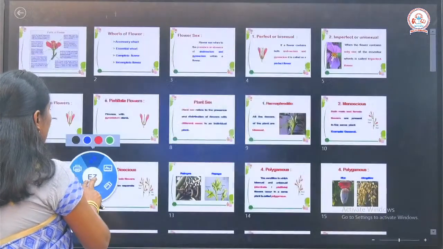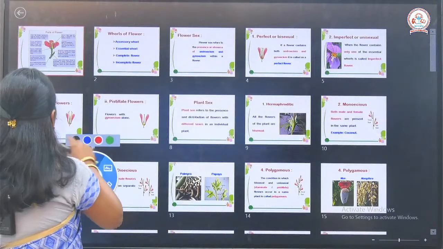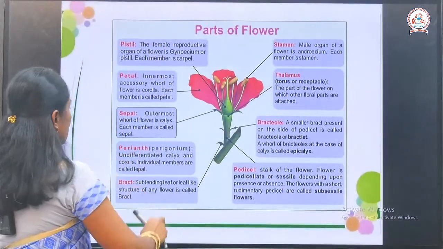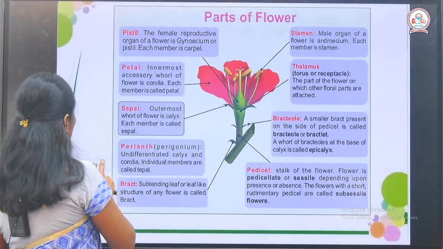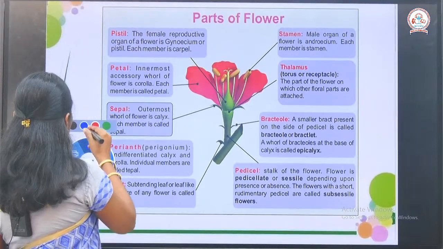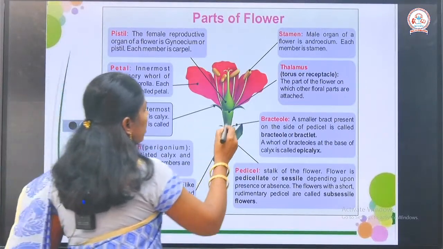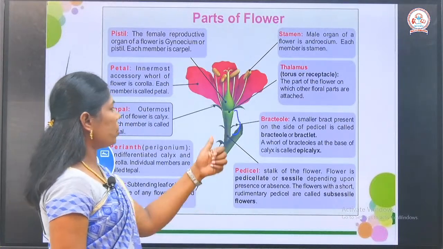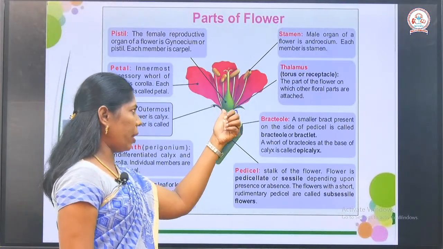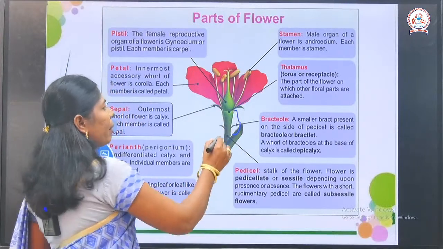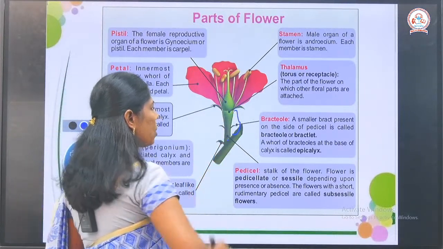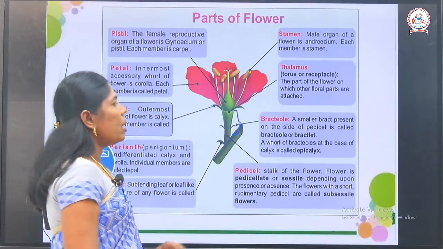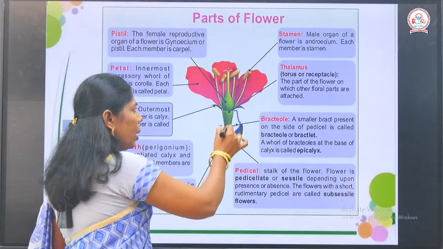The name of the stalk is called a pedicel. So, this is a pedicel. Actually, this region is a pedicel, which is used to connect the flower to the stem. It is arranged on the nodal region. The base of the region looks like a node. So, this is called a pedicel.